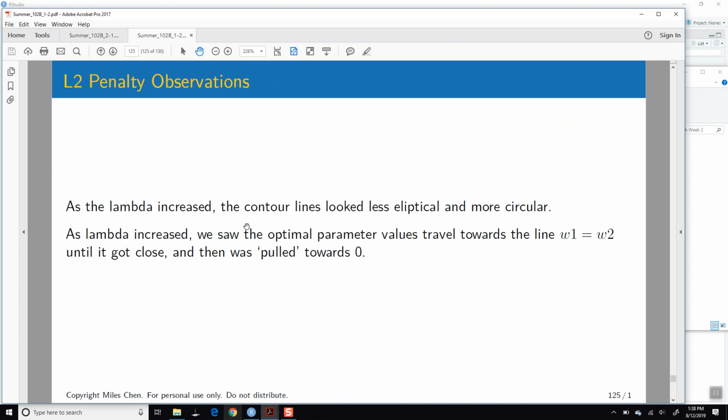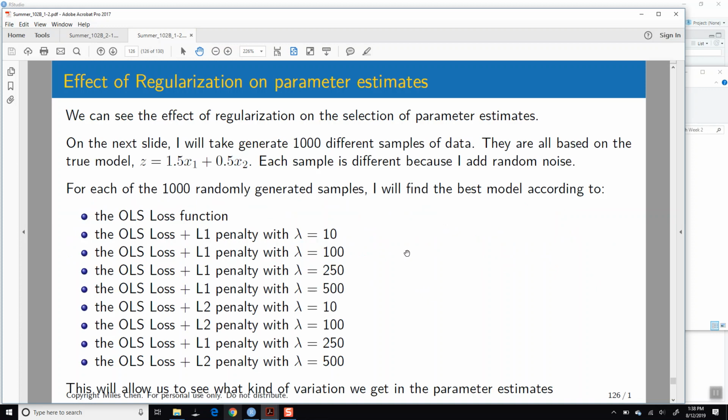Okay, so what we see is that the contour lines look less elliptical and more circular. As lambda increases, the optimal parameter values travel towards the line W1 equals W2 and then get pulled towards 0. And so what we get is the effect of the regularization of parameter estimates. Okay, and so what we will see, you're going to see a huge plot here.